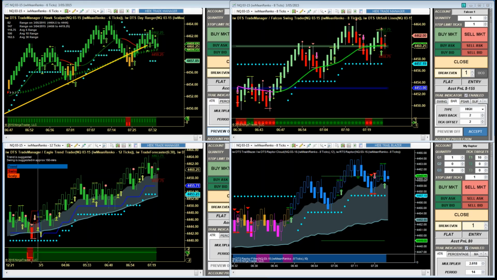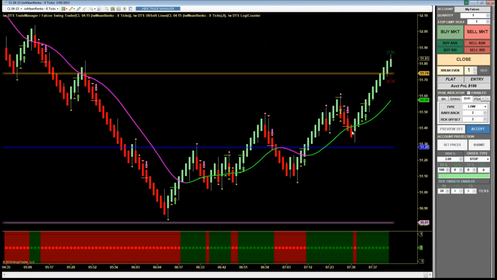Oh, and while I was chatting away there, I missed a very nice late filter entry signal here on crude oil. This one right here. Notice filter goes out of sync, trend line does not go out of sync. Signal comes back, market goes higher.